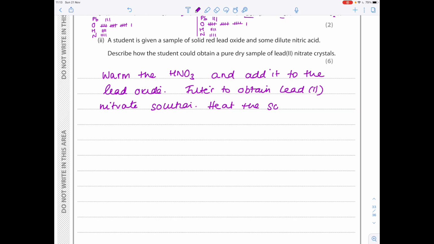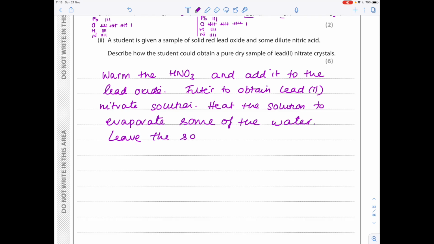Heat the solution to evaporate some of the water. Leave the solution to cool. Filter the crystals and dry using a warming oven.